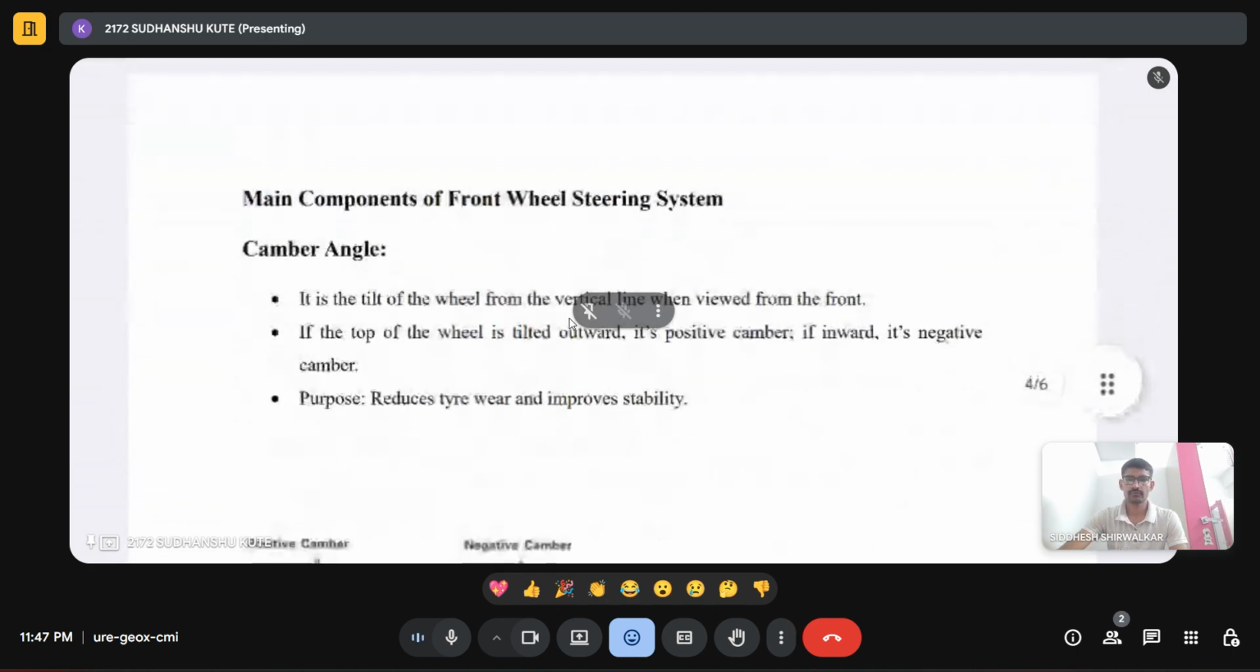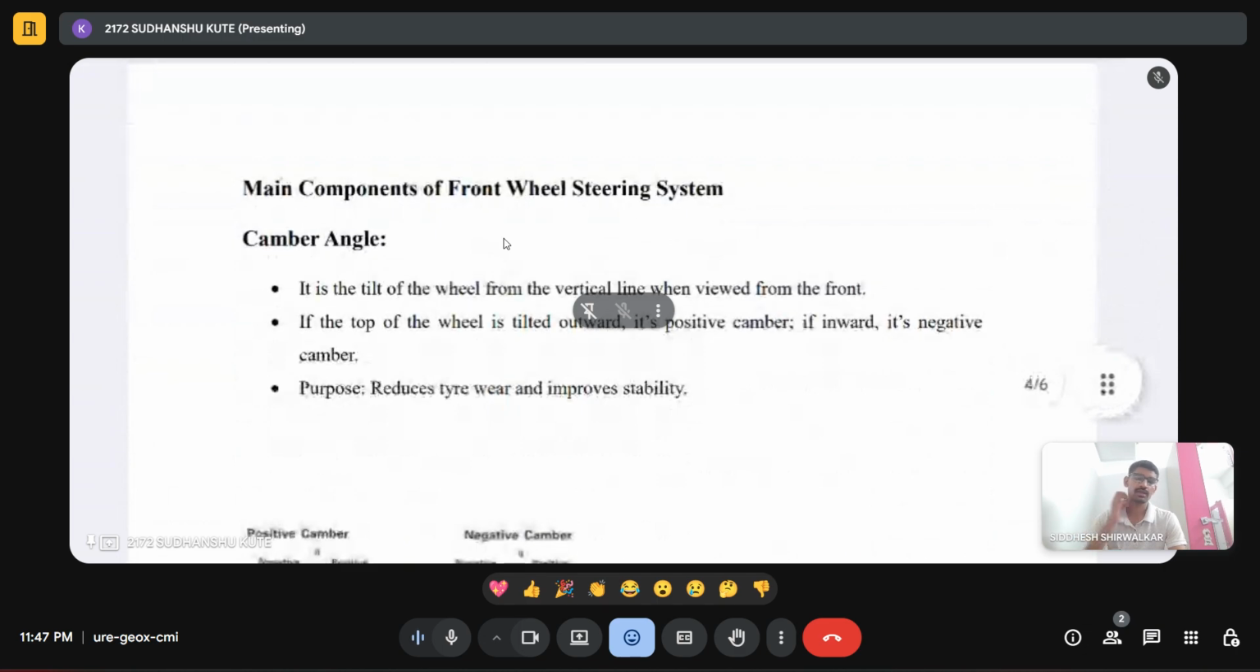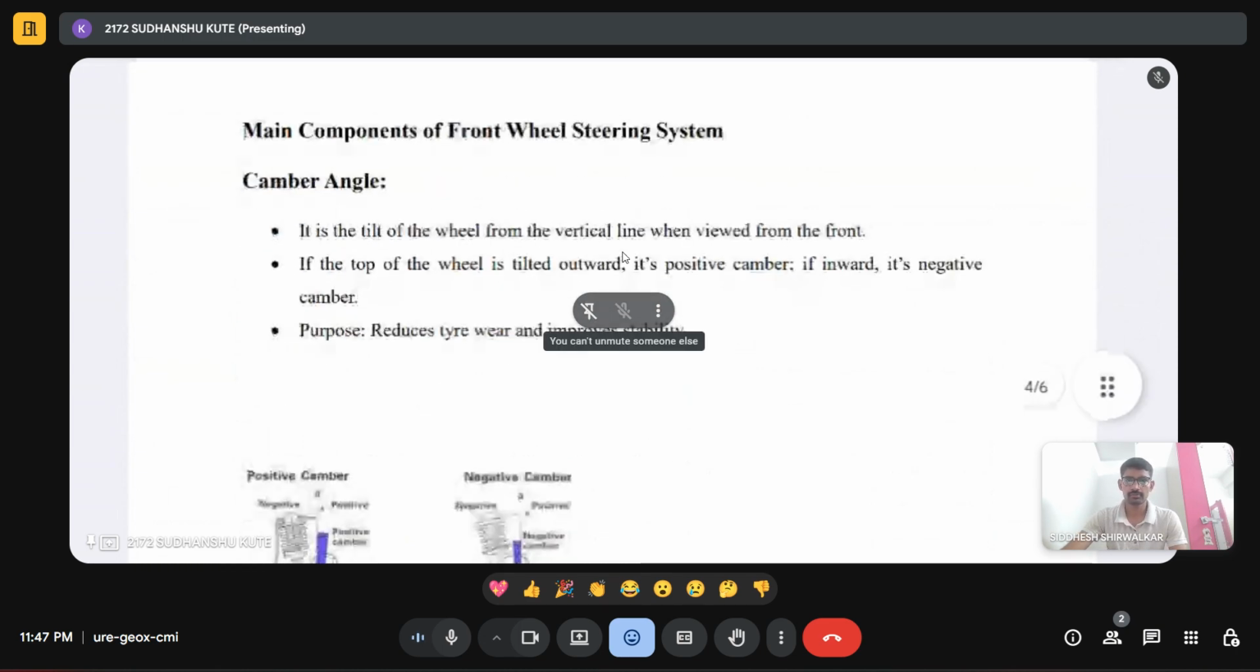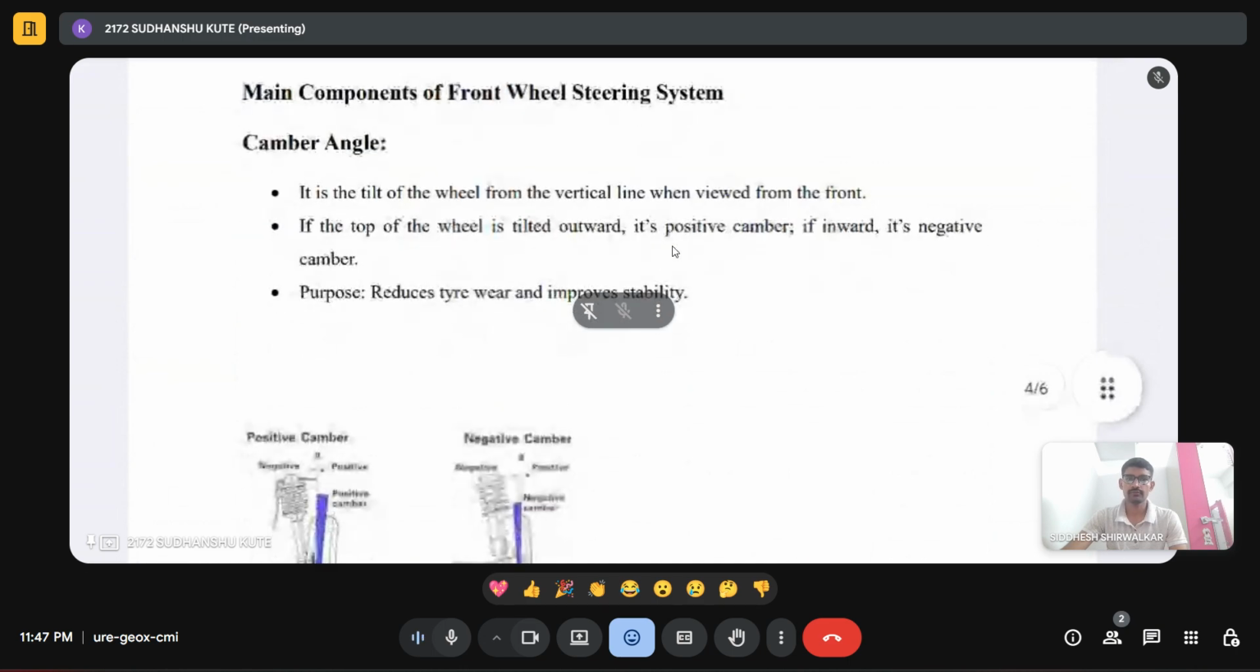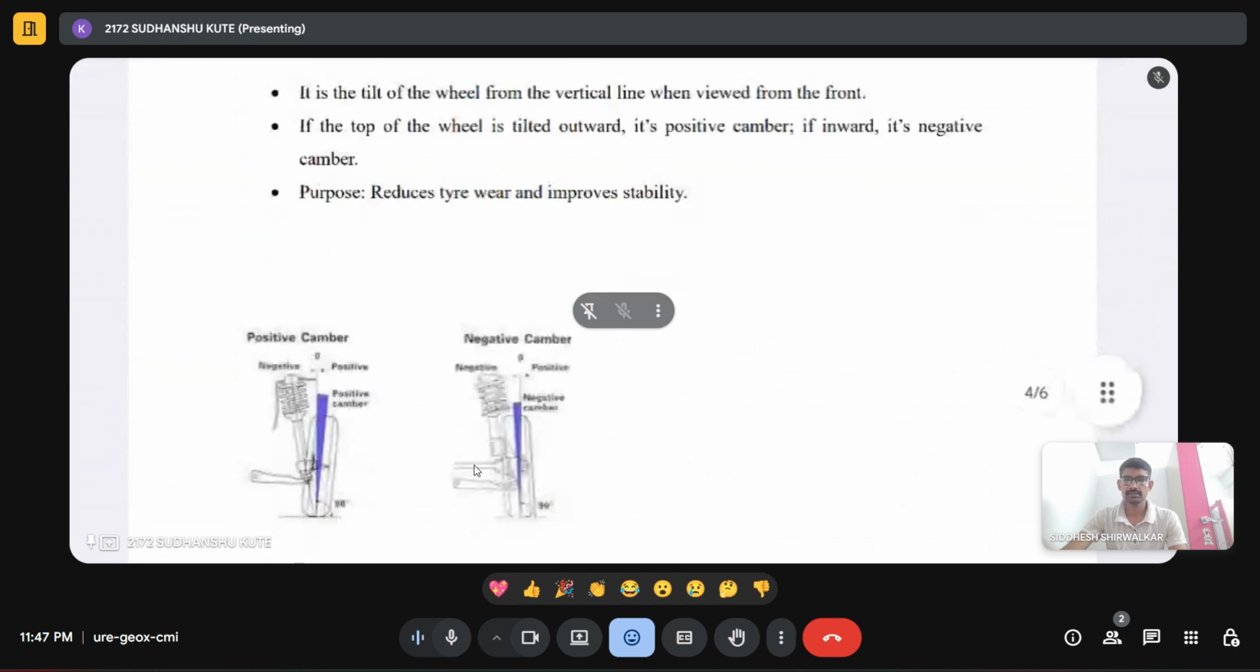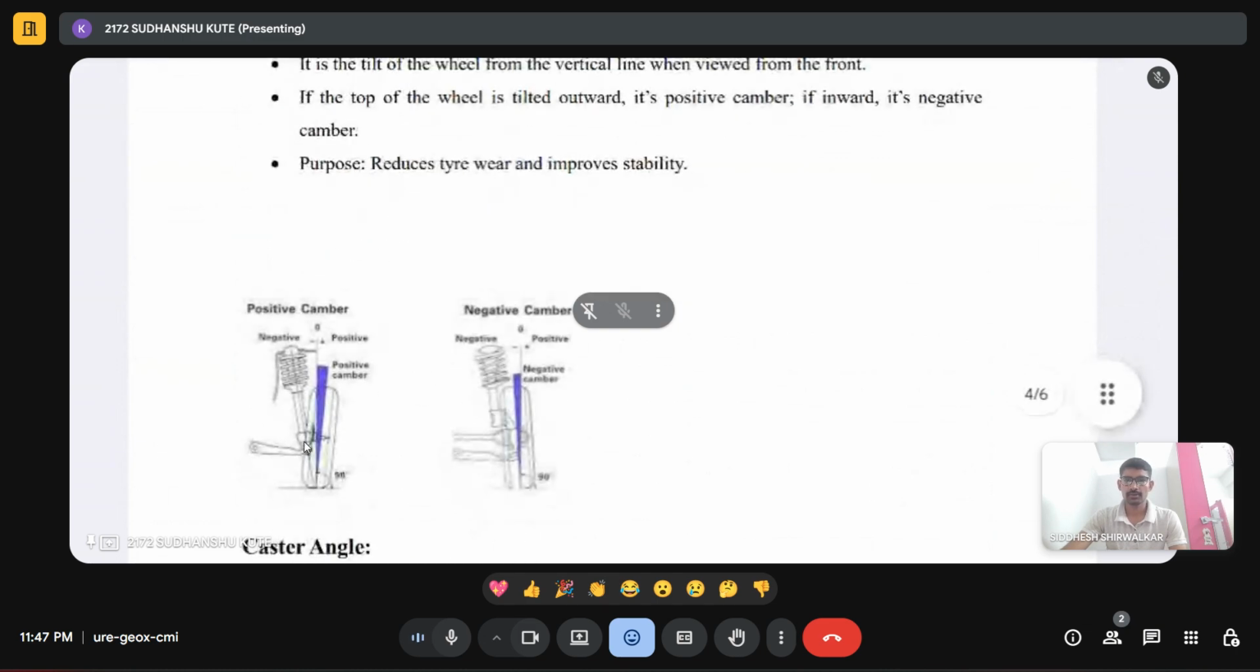Main components of the front wheel steering system: there are four angles, camber angle, caster angle, kingpin inclination, and toe-in toe-out. First is camber angle. It is the tilt of the wheel from the vertical line when viewed from the front. If the top of the wheel is tilted outward, it's positive camber. As you can see, this is positive camber and negative camber. The purpose is to reduce tire wear and to improve stability.